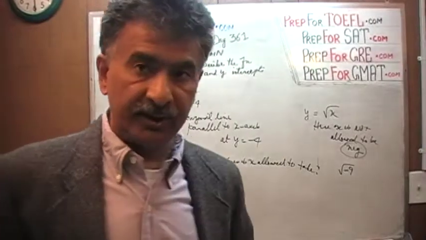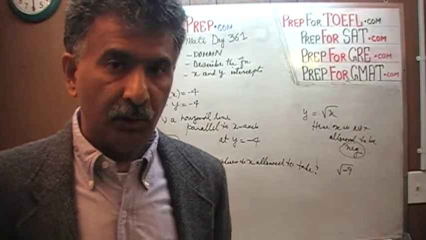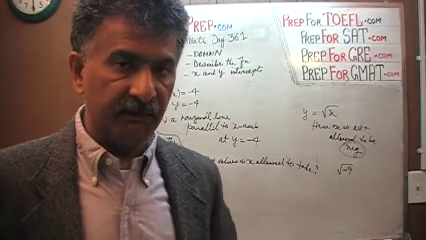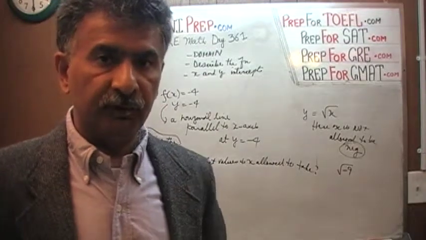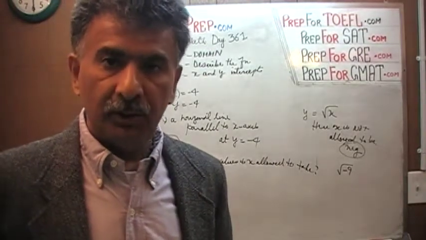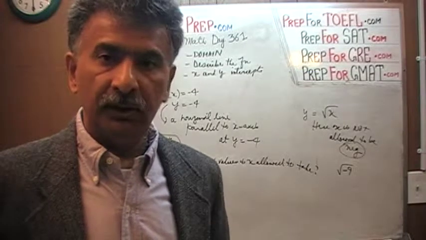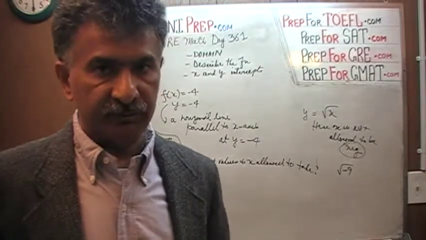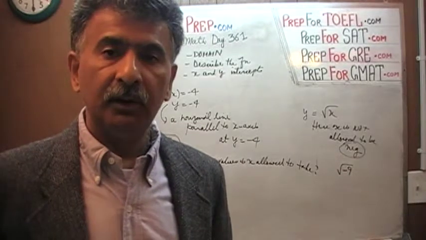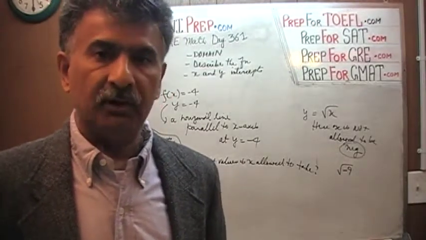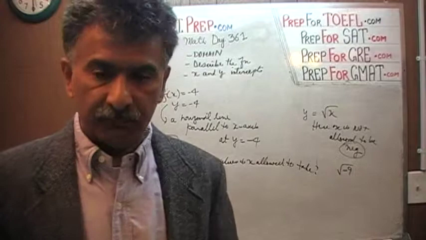What they're asking is, what is that number which, when multiplied by itself, is going to give us -9? The answer to that question is, there is no such number. There isn't any number. It doesn't exist. Because a number, any number, is going to be either positive or negative.